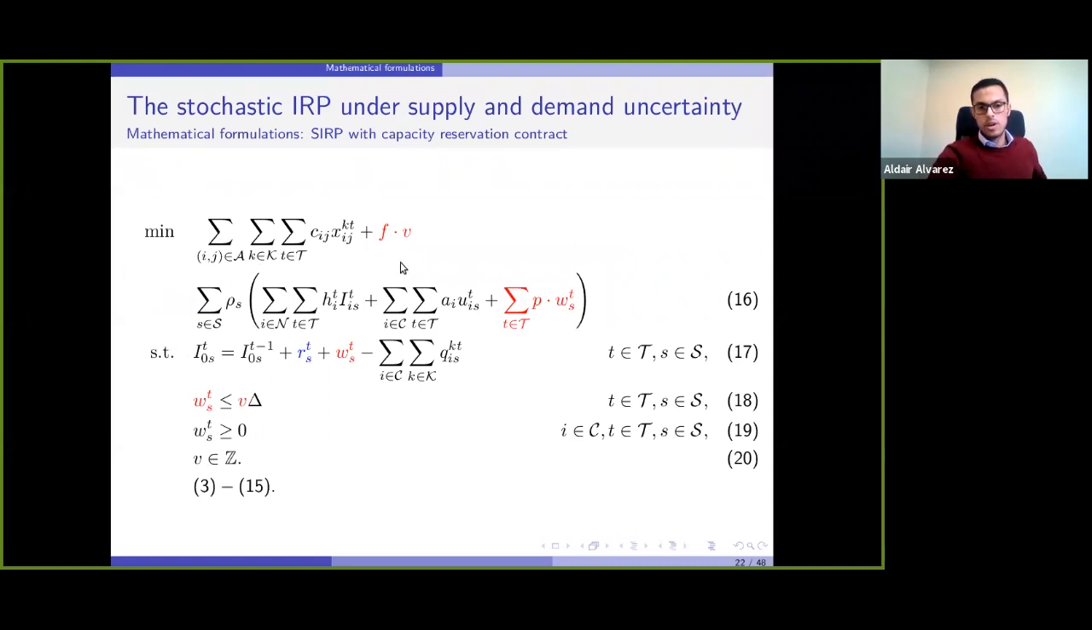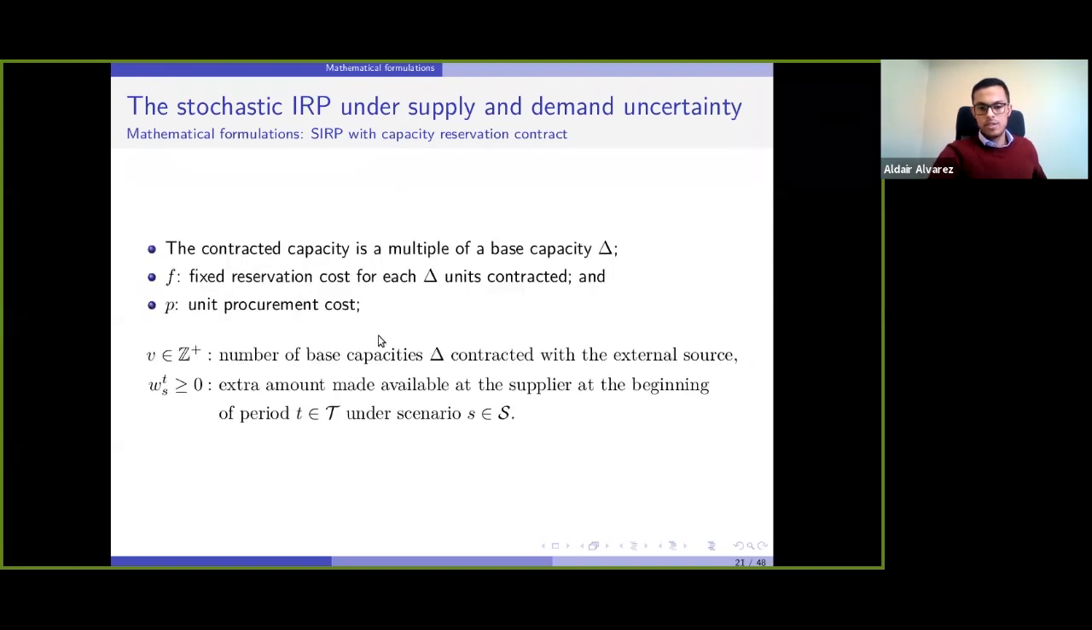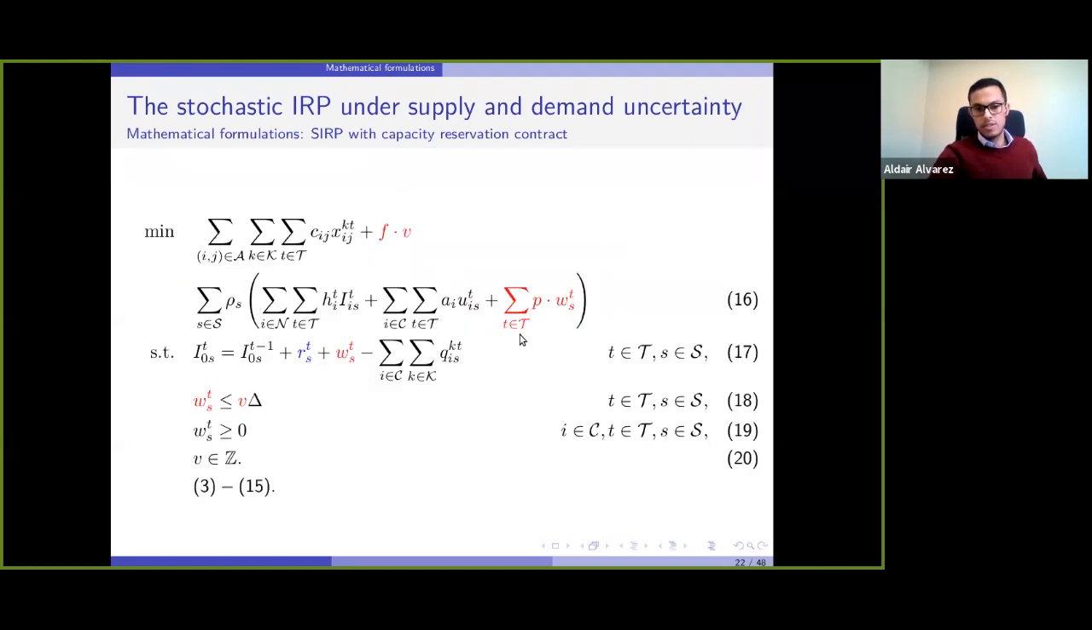So in the first stage, we have now the fixed contracting cost here together with the routing cost. And the second stage cost is adjusted this way, in which we pay the unit cost for the amounts that we actually use. So in the inventory balance constraints of the supplier, we have the regular supply under each scenario. So this is a parameter depending on the scenario.